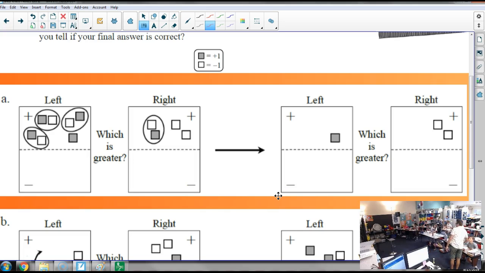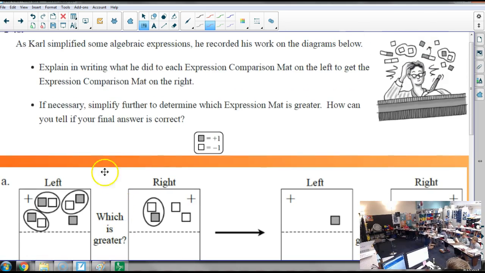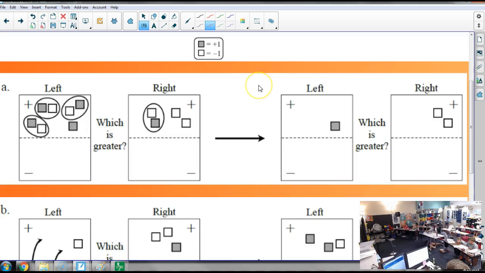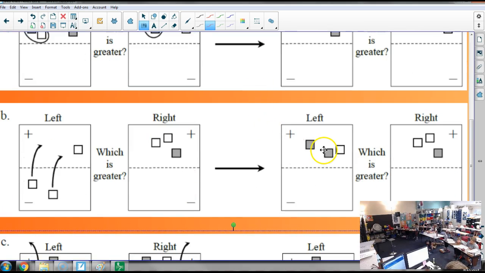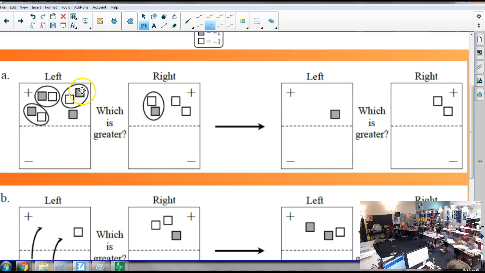So Carl has this set up. What we've been asked to do is explain in writing what he did to each expression comparison mat. So really, what I'm going to ask you to do is write out what he had originally and then what it turned into. So for example, let's say A. When he started, he had 4 filled in, 3 not filled in. 4x plus.